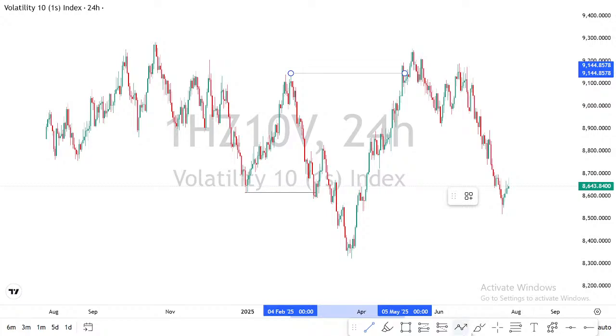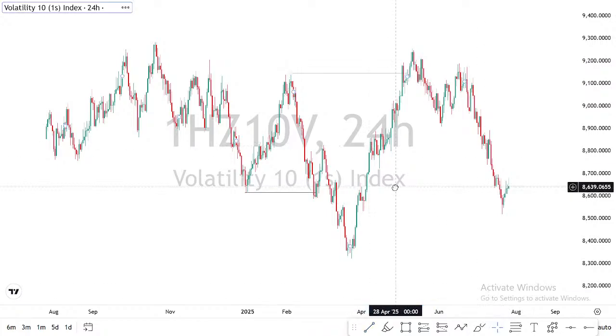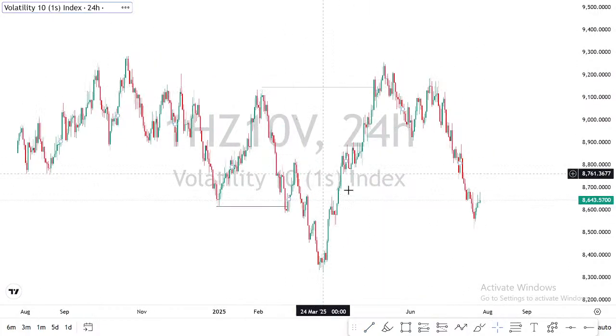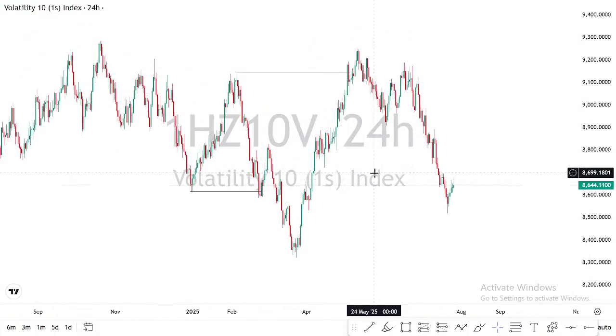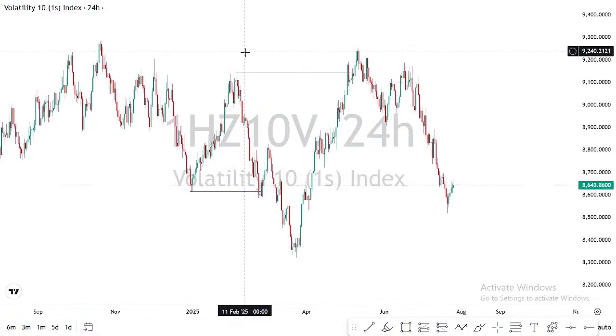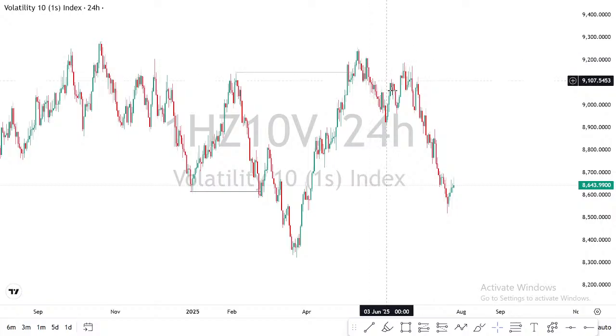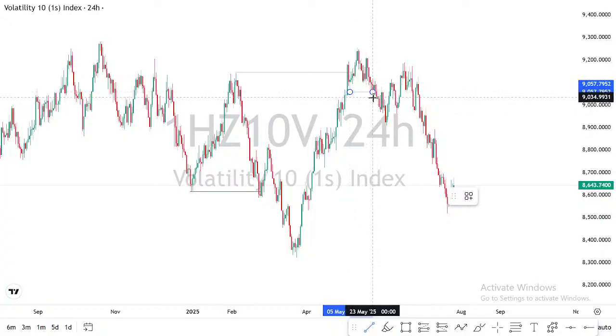But remember, a change of character does not mean we want to change structure automatically. So currently, market has not changed structure for us, but we have a change of character. So we're going to follow the current move of the market to see what we are looking out for. So this is a change of character to the downside.